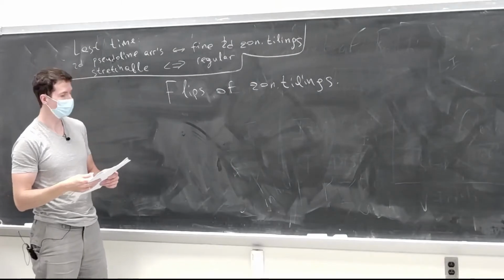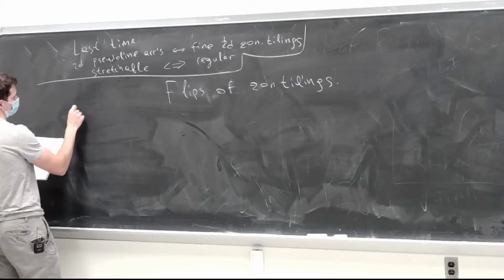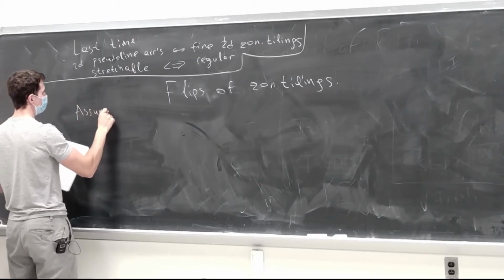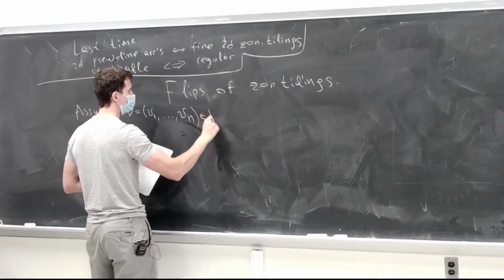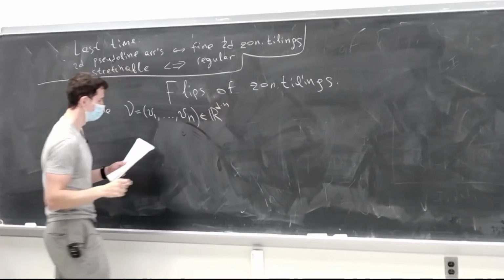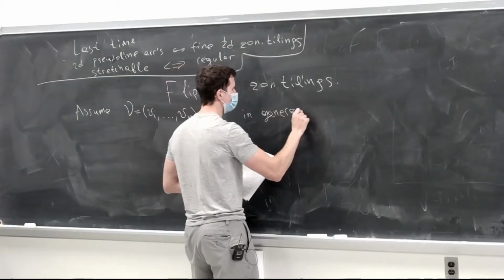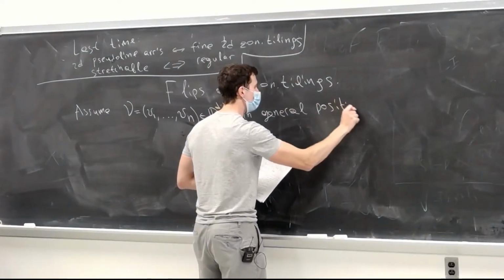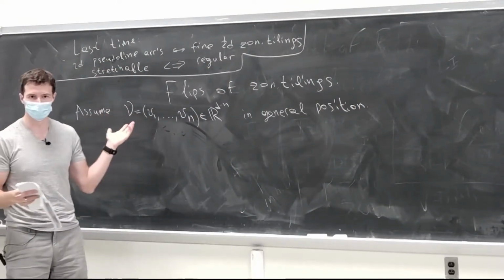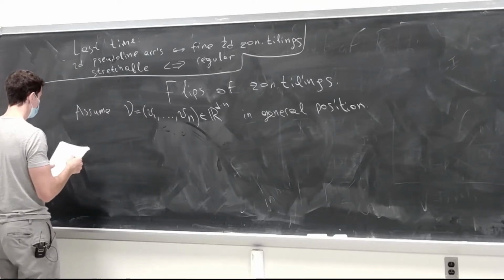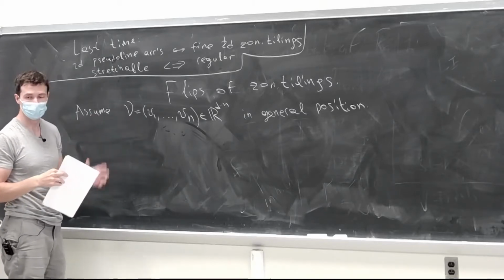I think I mentioned it before, but let me do this properly. So I'm going to assume we have a vector configuration in R^d, and I'm going to assume that these are in general position, which means that any at most d vectors are linearly independent. OK, so now I want to take the zonotope and ask how many fine zonotopal tilings.